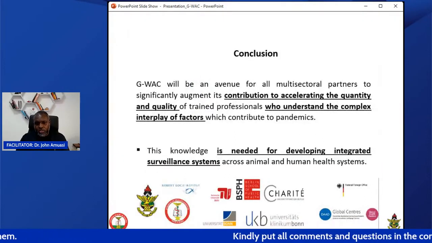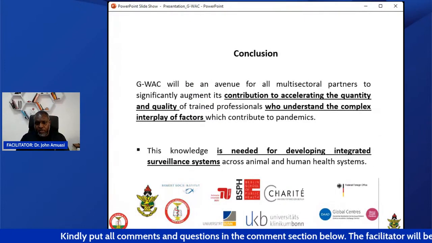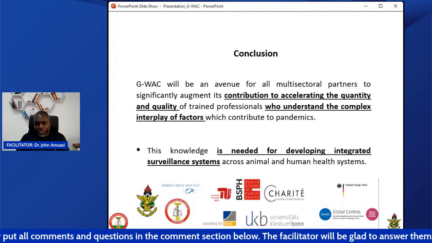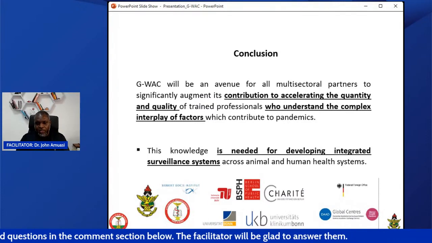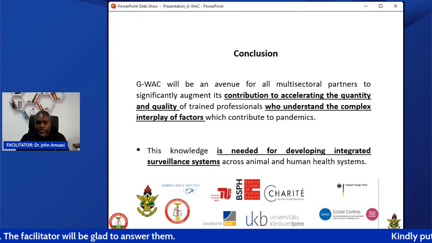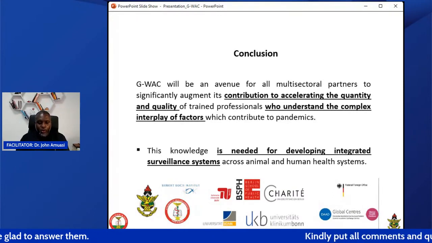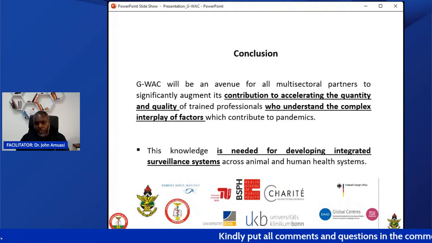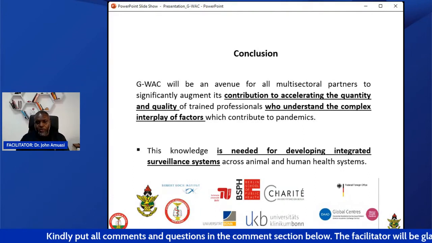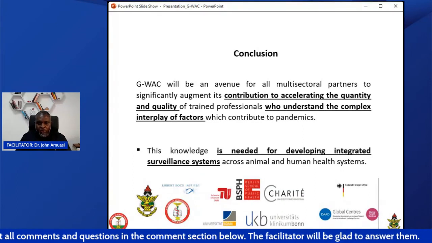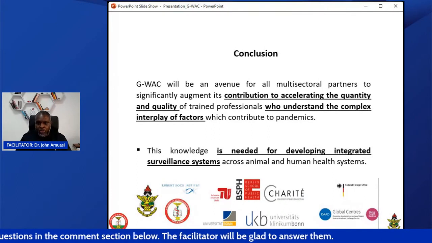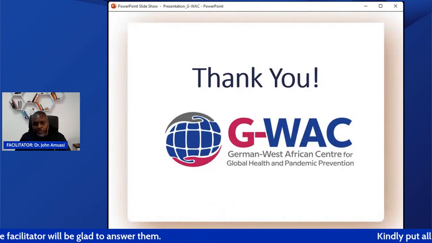So in conclusion, I'll say G-WAC will be an avenue for all multi-sectoral partners to significantly augment our contribution to accelerating the quantity and quality of trained professionals who understand the complex interplay of factors which contribute to pandemics. And for this course, already having over 1,000 people registering, I think that we can definitely check that box, that we are moving towards increasing the quantity and quality of trained professionals who understand the complex interplay of factors which contribute to pandemics. And with that, I'd like to say thank you very much and hand over back to you, Mike.